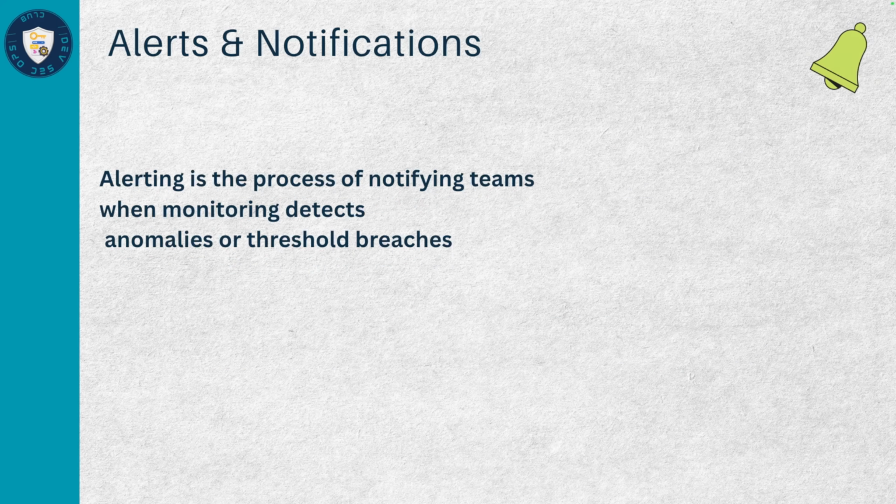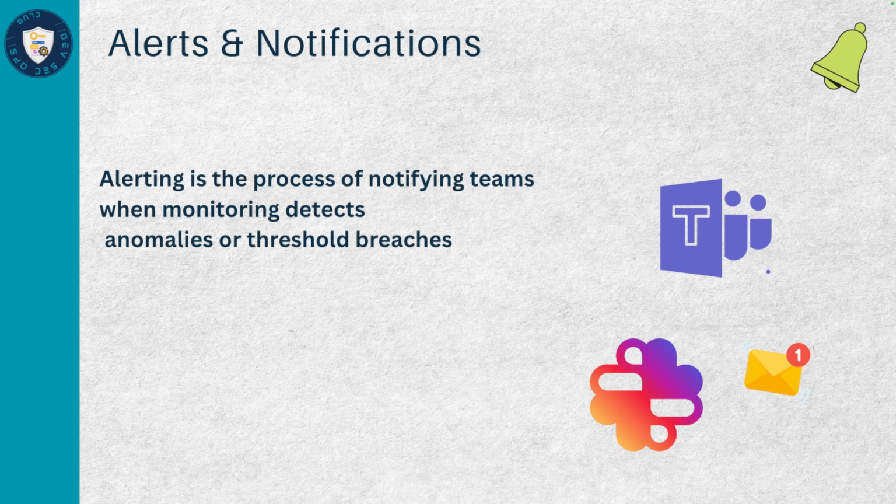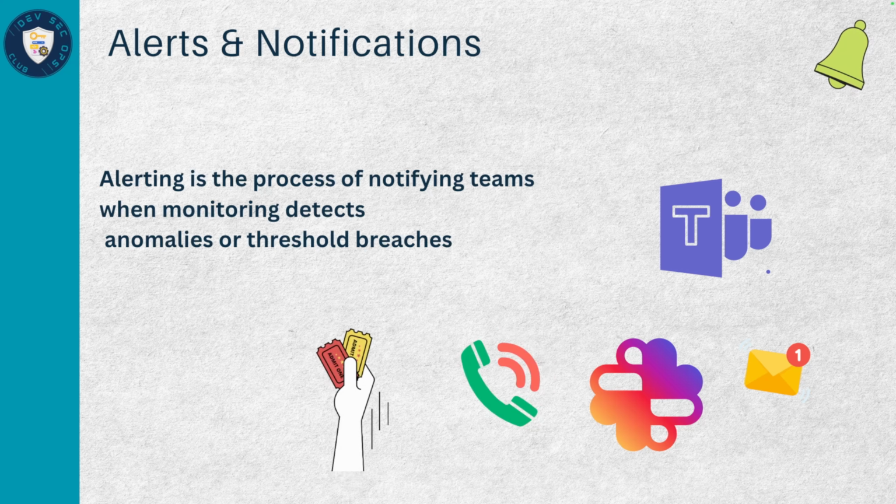Alerting is the process of notifying teams when monitoring detects anomalies and threshold breaches. You can notify the team via email, via Teams chat or Slack channels, or whatever communication channels you have. There are even tools available which automatically trigger a call to the responsible person or the on-call person during that period. Or you can simply send them a ticket to work on.